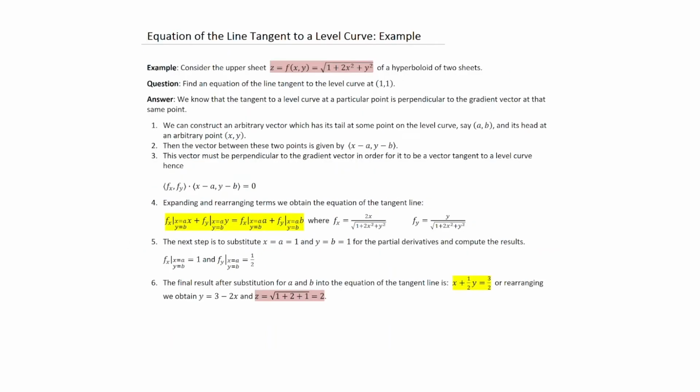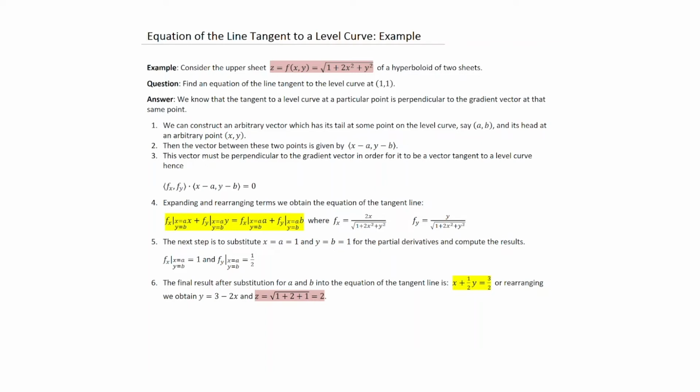All right, so let's do some examples. This is the equation of the line tangent to a level curve. So we're going to consider the upper sheet of a hyperboloid of two sheets. In this case, the upper half would be the positive square root sign. So z is the square root of 1 plus 2x squared plus y squared. And the question is to find an equation of the line tangent to the level curve at (1, 1). So that's on the xy plane.